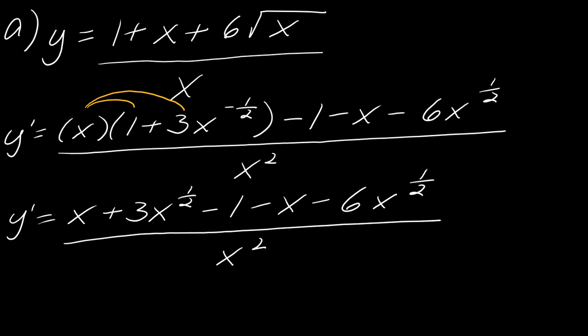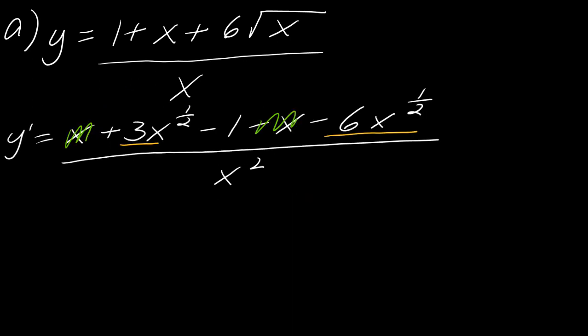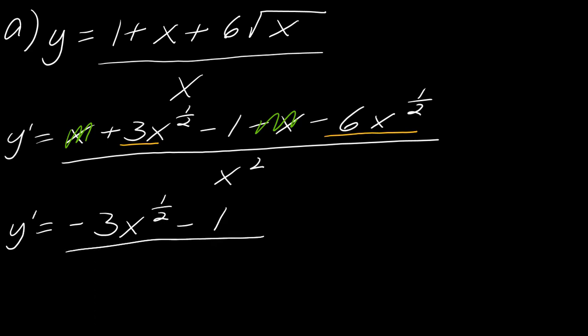Okay, so now I can think about collecting like terms. So as I look kind of down the line here, notice that this x is going to cancel out with this x, and then I can combine like terms with this 3x to the 1/2 and this negative 6x to the 1/2. So I'll clear some space again. And so now if I work this out, this becomes negative 3x to the 1/2 minus 1 over x squared.